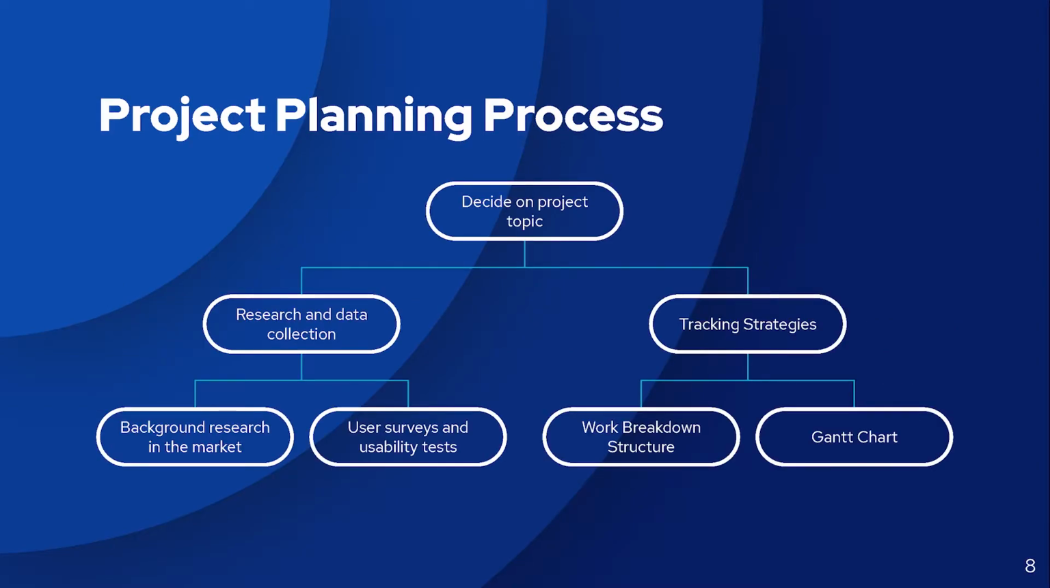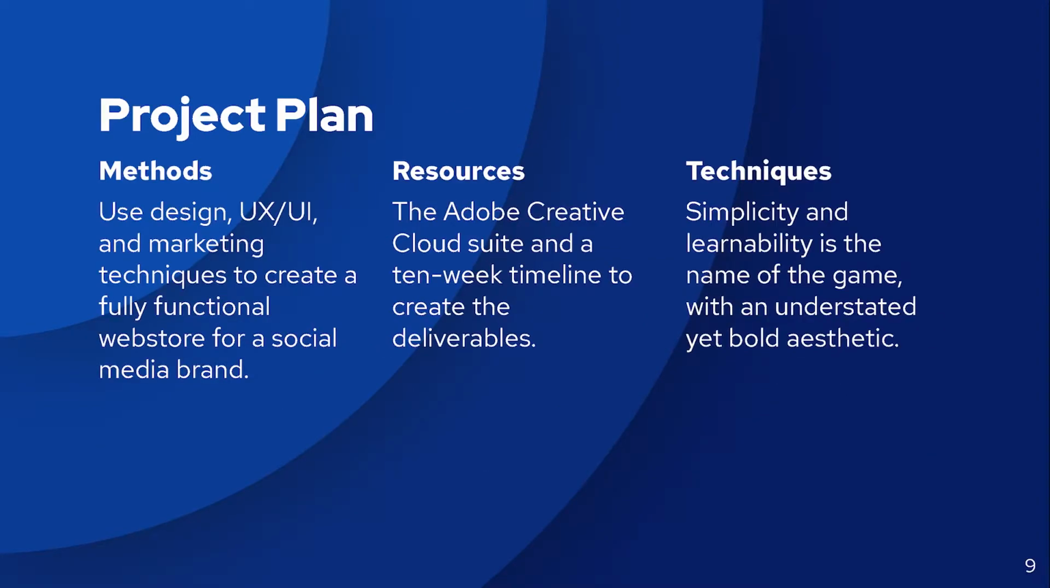And then a quick look at the project planning process. So the first step is to decide on the project topic, which is designing the web store. And then that splits into research and data collection, which then splits into background research in the market and user surveys and usability tests. And then back over to tracking strategies, we have the work breakdown structure, or the WBS, and the Gantt chart.